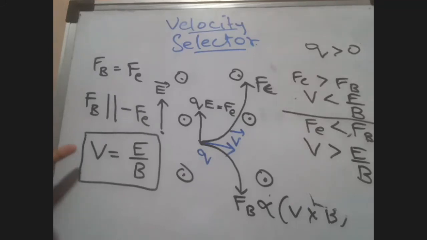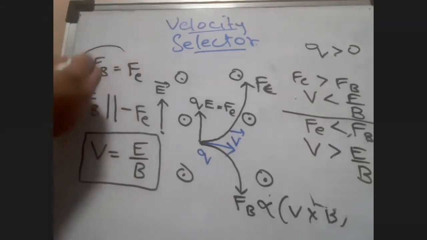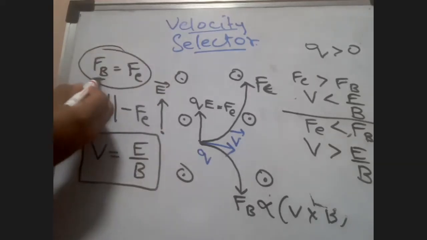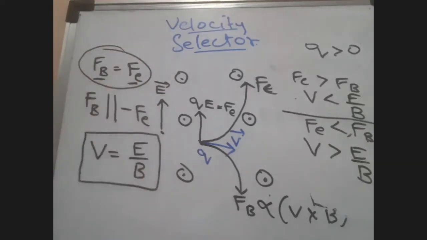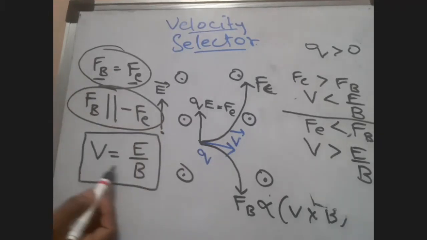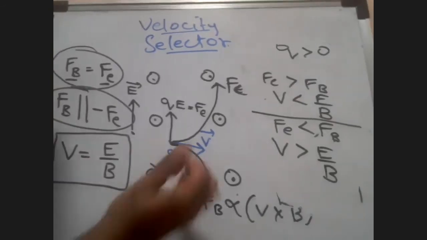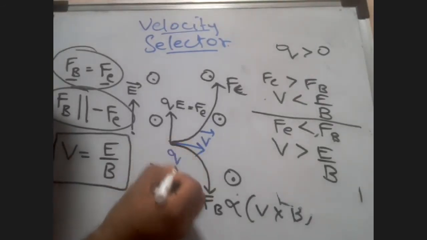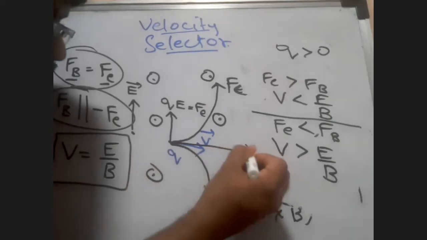What this expression is telling you is that when my force FB is equal to the electric force and they are opposite in direction, students, at that point of time, the velocity will be equal to E by B. And in that case, the charge will basically have a path which is going straight forward.